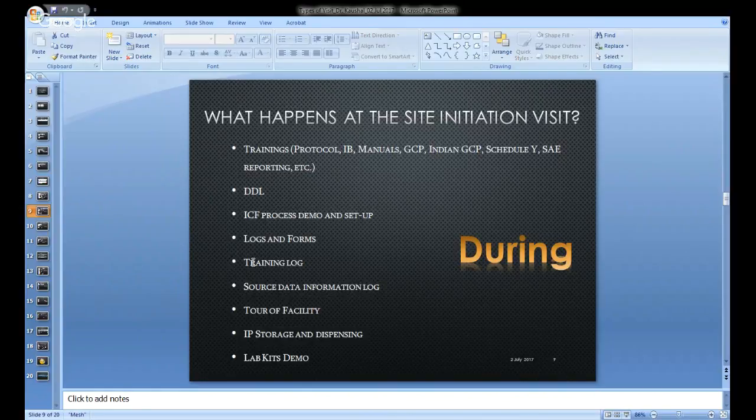Tour of facility. Once your trainings and everything is over, ensure that you take a tour of the hospital or organization or the site setup, whatever it is. It can be a nursing home, it can be a hospital, it can be a private clinic. So you take a tour of that particular facility to understand what departments are where, what the facility is for an individual or a participant coming down for a visit, and so on and so forth.